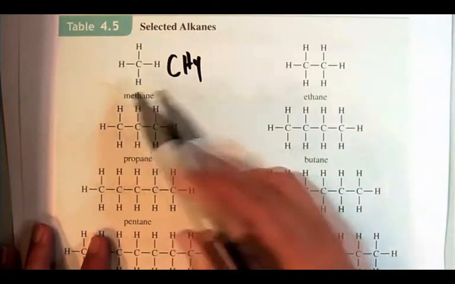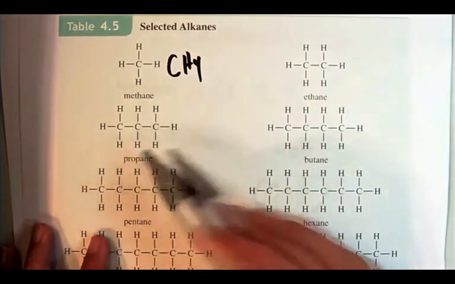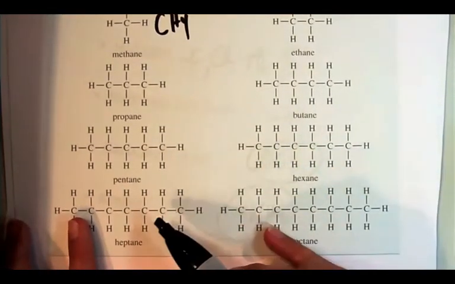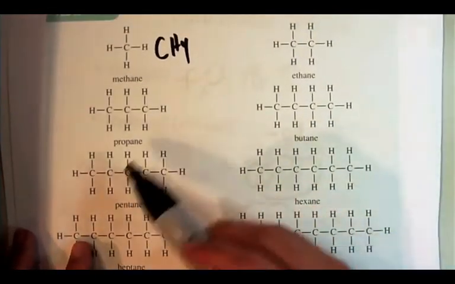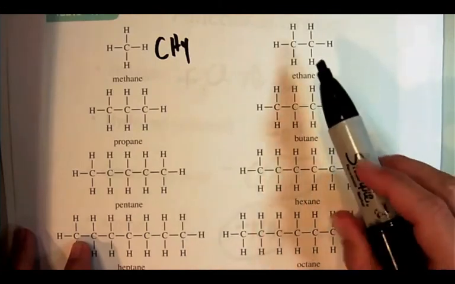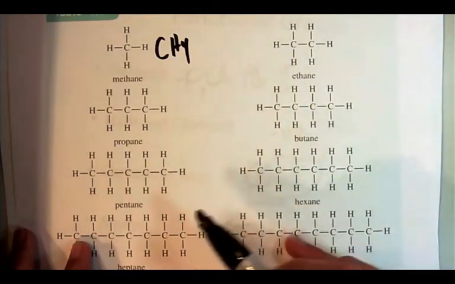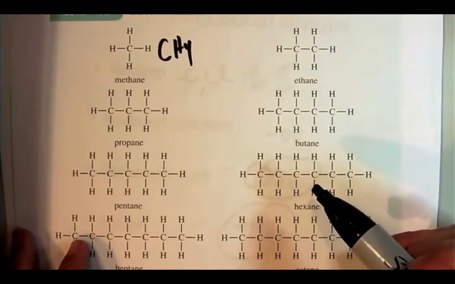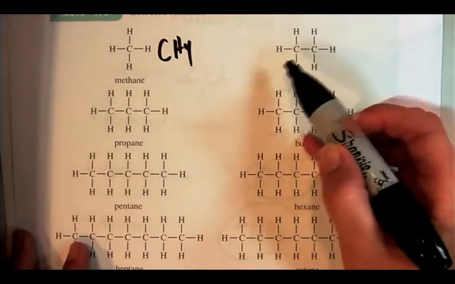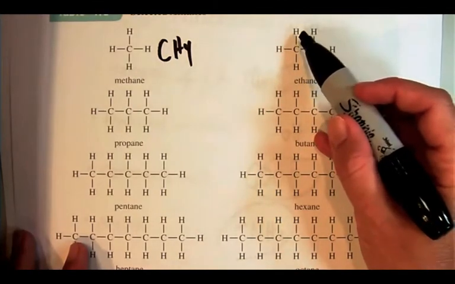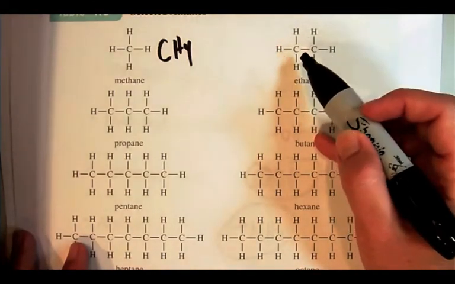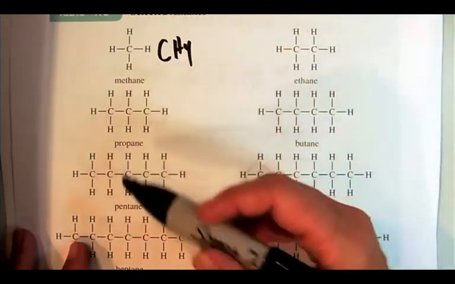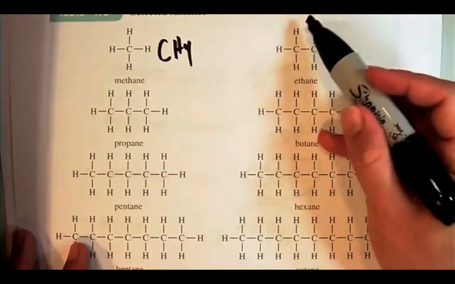Okay, methane, ethane, propane, butane, pentane, hexane, heptane, and octane. The difference between all of these is just the number of carbons: 2, 3, 4, 5, 6, 7, 8 for octane. The other thing that's important for you to recognize is that every carbon is saturated. And when we say saturated, we mean that it has four bonds, 1, 2, 3, 4 single bonds. We say that these hydrocarbons are saturated with hydrogens.